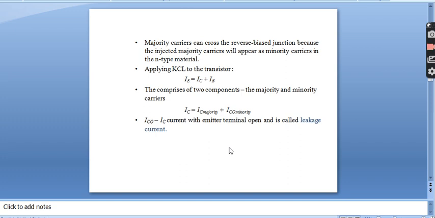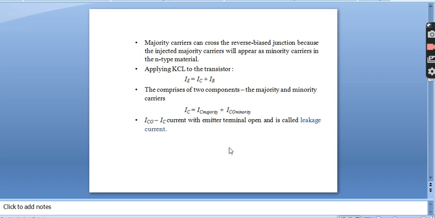So when you are applying the KCL to the transistor, KCL means Kirchhoff's Current Law. That means entering current equals the leaving current. The sum of entering currents will be equal to the sum of leaving currents. Here the entering current is the current due to the emitter, that will be equal to IE. IE is equal to IC plus IB. The total input current equals IE, which is the current from the base plus the current from the collector.